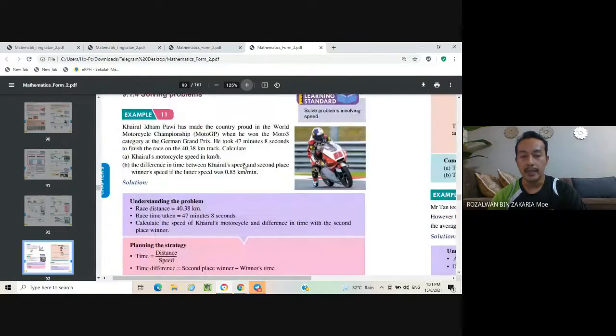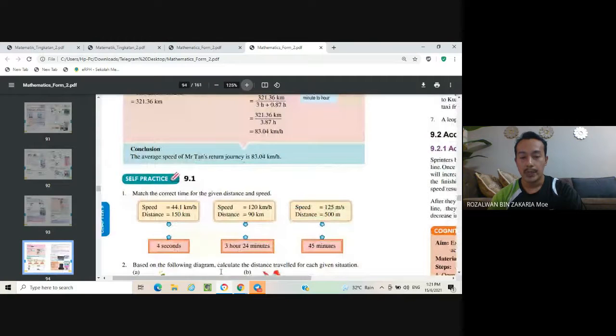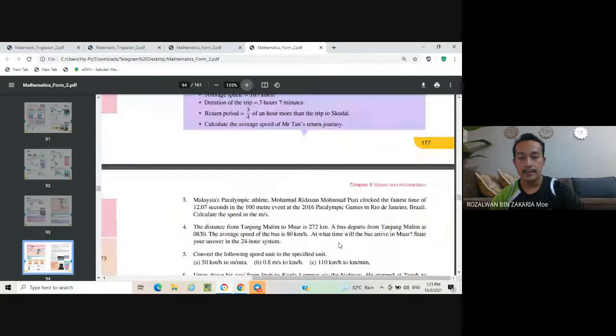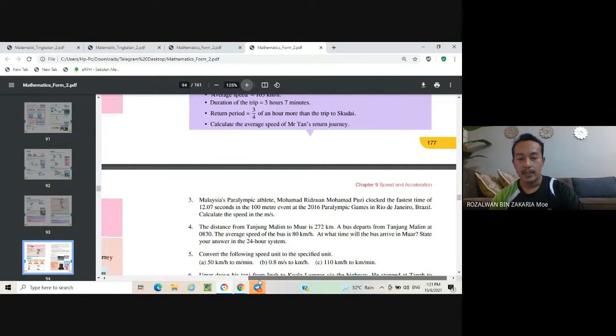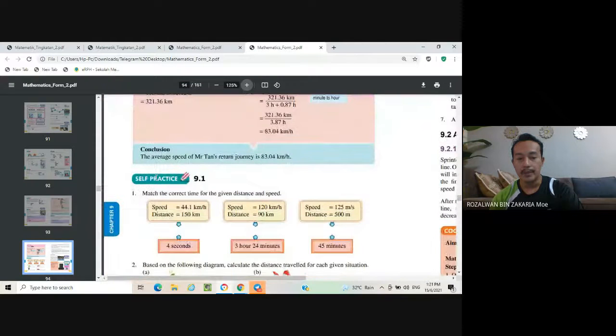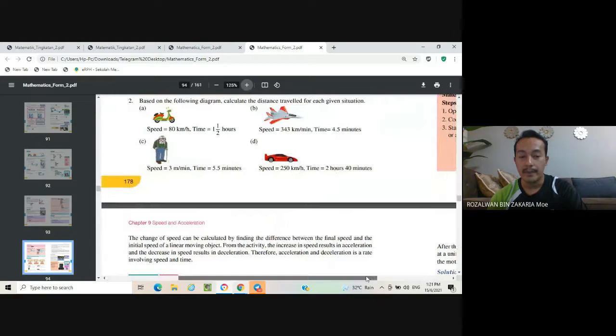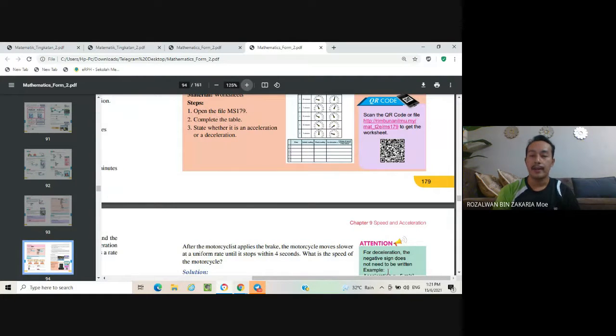And for your homework today, please do this one. Self practice 9.1, from page 148. Please do question number 1, question number 2, and question number 3 and 4. So for your homework today, please do 9.1, question number 1, 2, 3, and 4. Please do it in your math exercise book 2. If you have any problem, you can ask me.